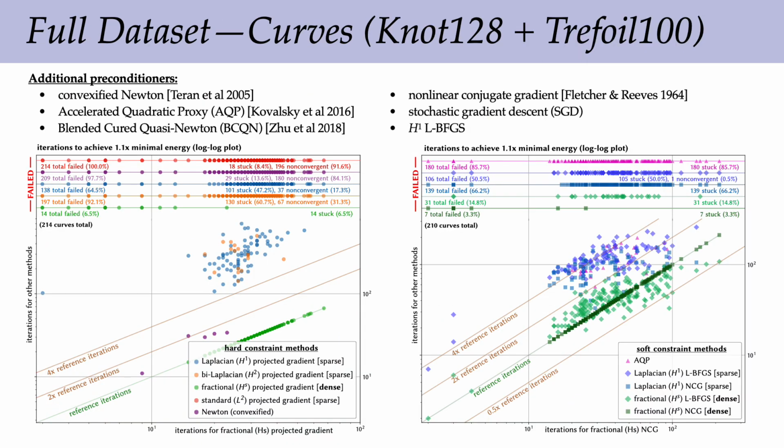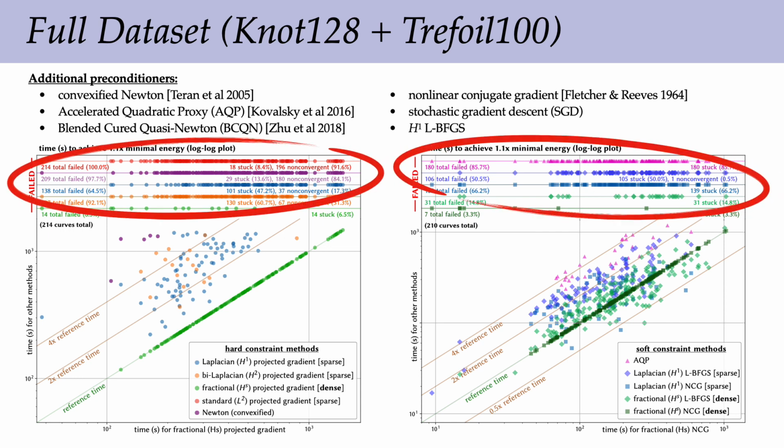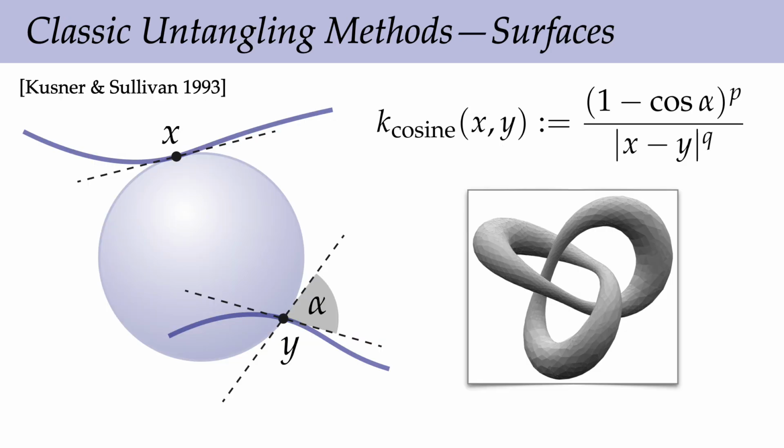We added to this set of methods some more recent optimization strategies from geometry processing and tried untangling the entire benchmark dataset. And what we found is that the fractional Sobolev scheme is not only more efficient, whether you consider the number of iterations or the actual wall clock compute time, but also succeeds on a much, much larger fraction of examples. So even some of the state-of-the-art methods would tend to get stuck in an almost intersecting configuration, whereas we succeeded on untangling nearly all of the examples.